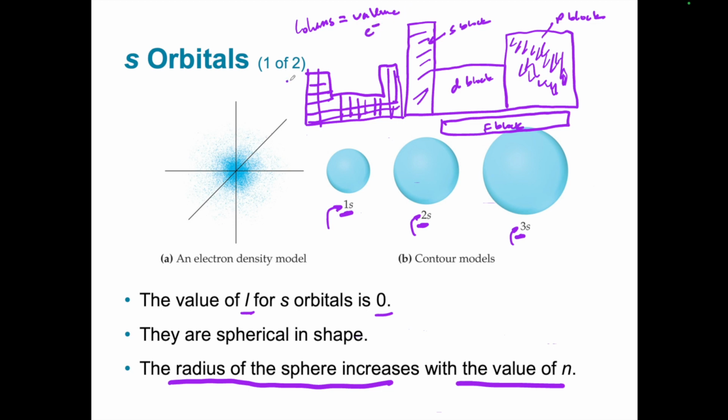But the row numbers right here are also known as the period numbers. They tell you the n number, the n equals number. So things on the first row here are n equals 1. The second row is n equals 2. The third row is n equals 3, and so on, until you get down to the bottom of the periodic table.